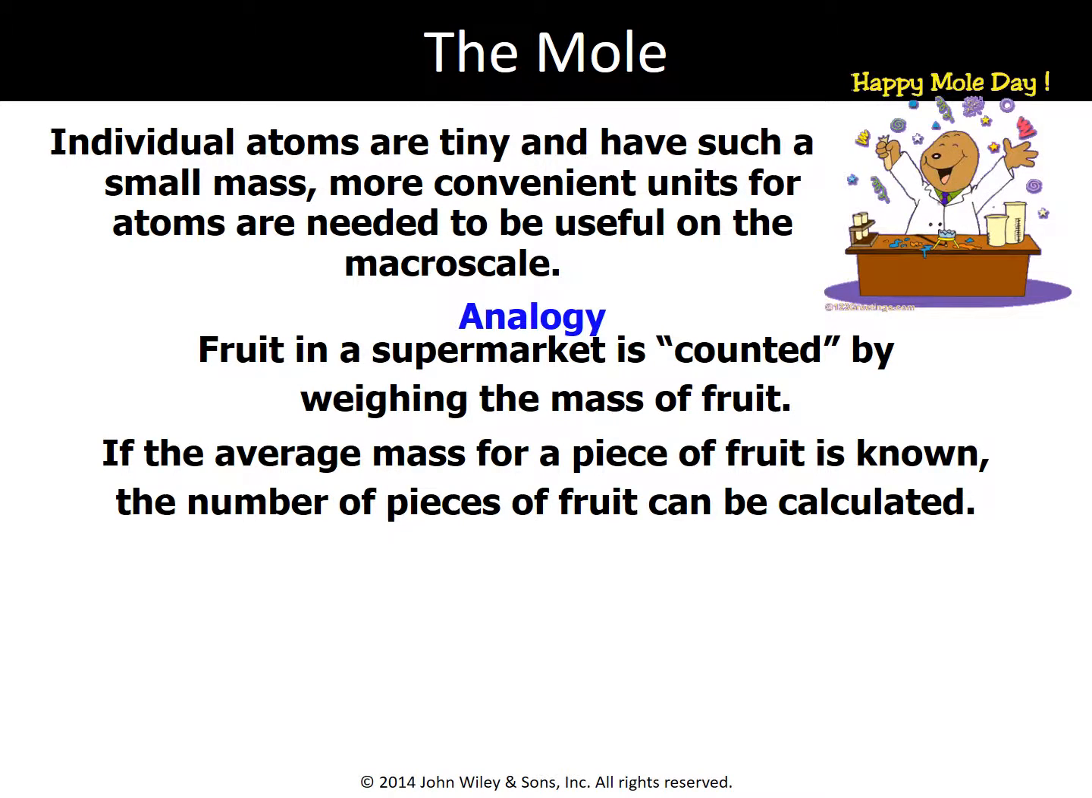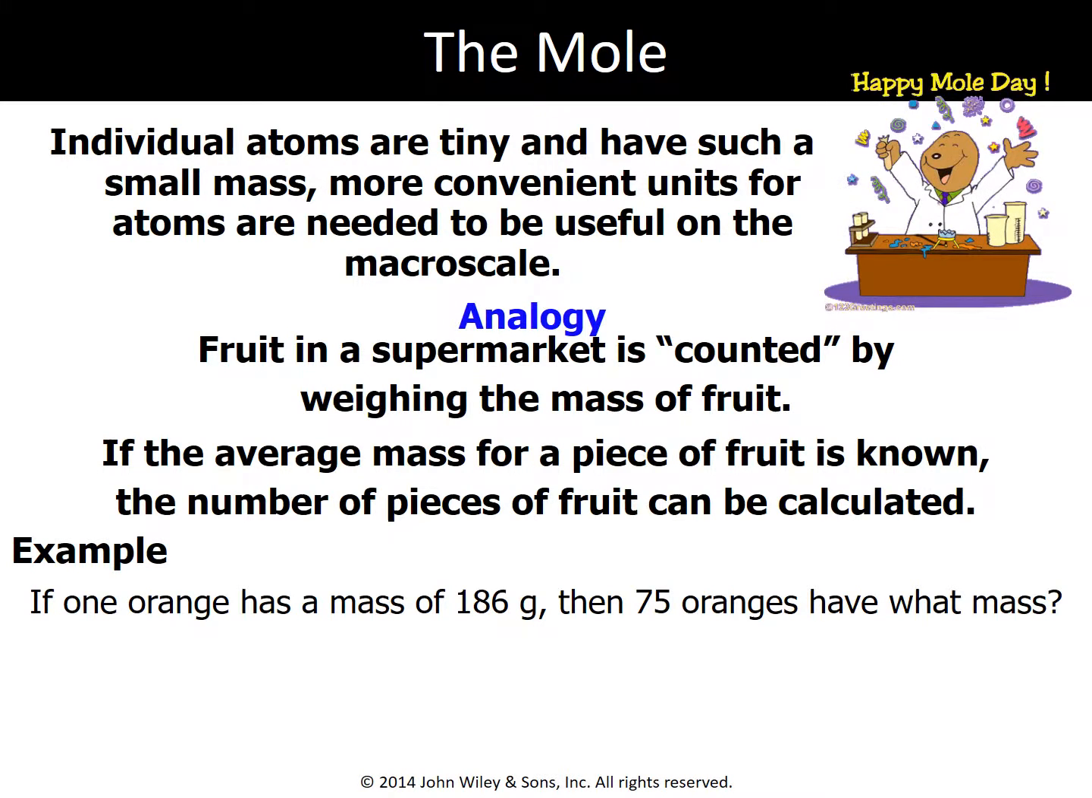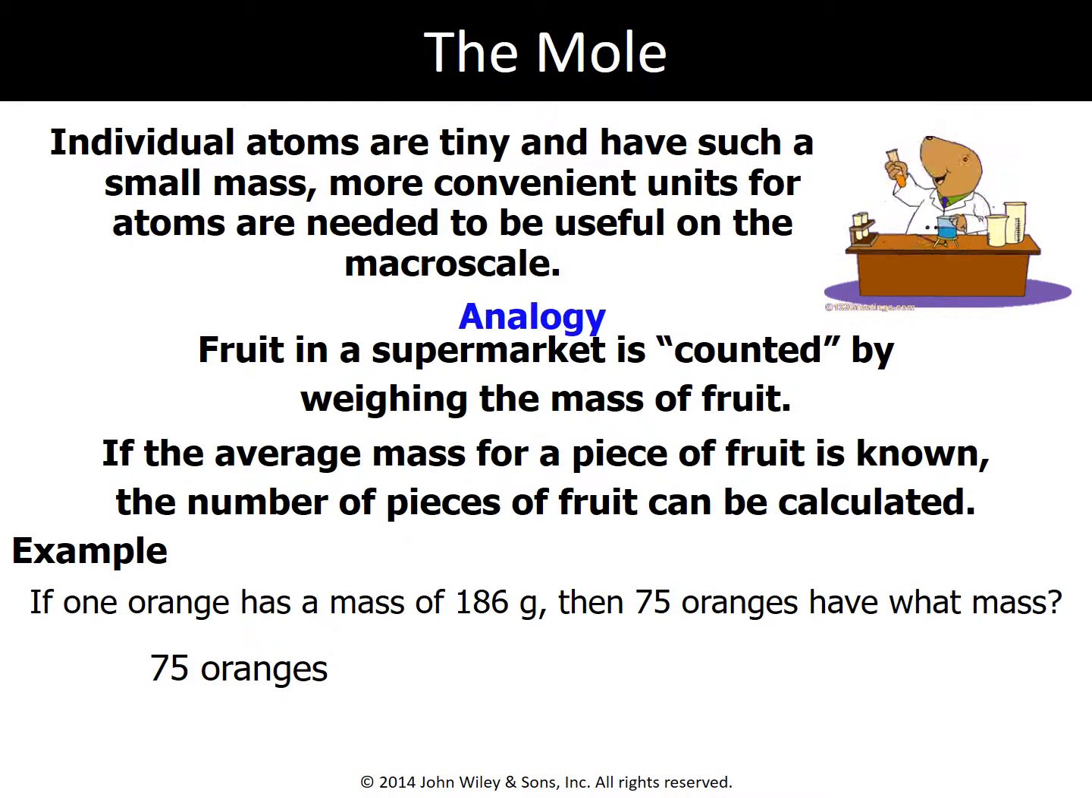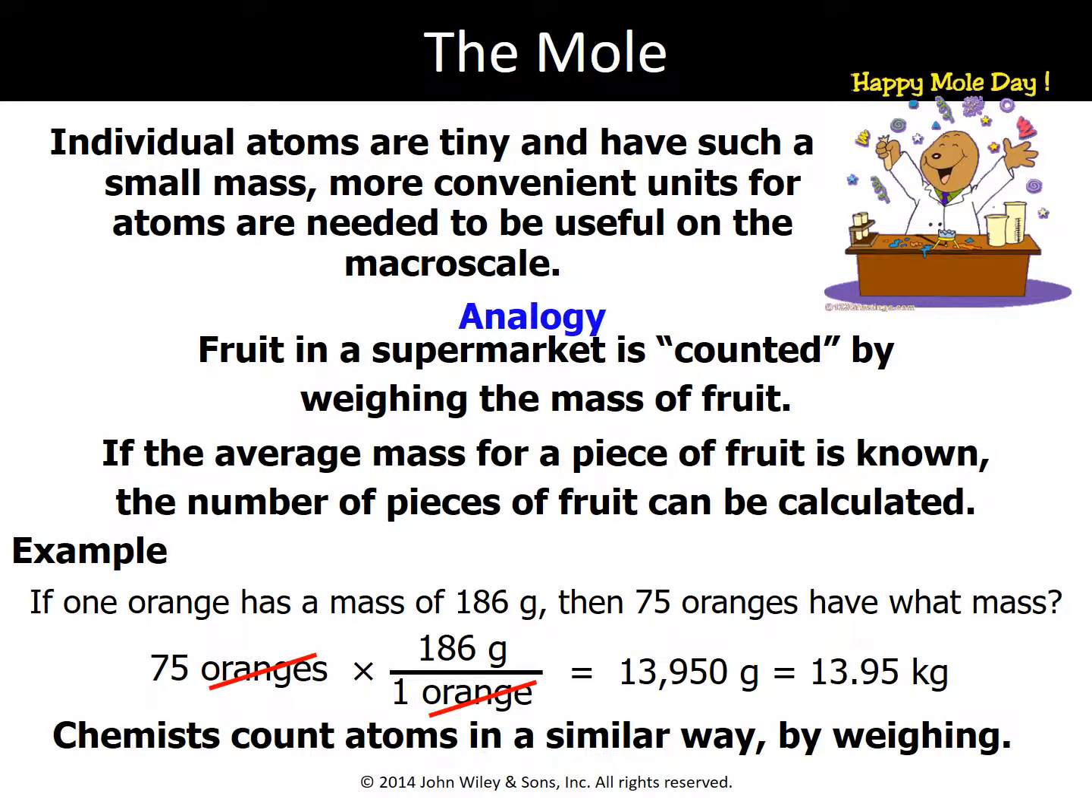So if we were looking for the average mass for a piece of fruit, knowing how many we had, we can tell the exact weight. So if we have one orange that has a mass of 186 grams, then 75 oranges have what mass? Easy conversion factor, we're just going to multiply these two, but we want to keep track of our units. So we have 75 oranges multiplied by a conversion factor 186 grams over one orange. That's going to give us 13,950 grams or 13.95 kilograms.